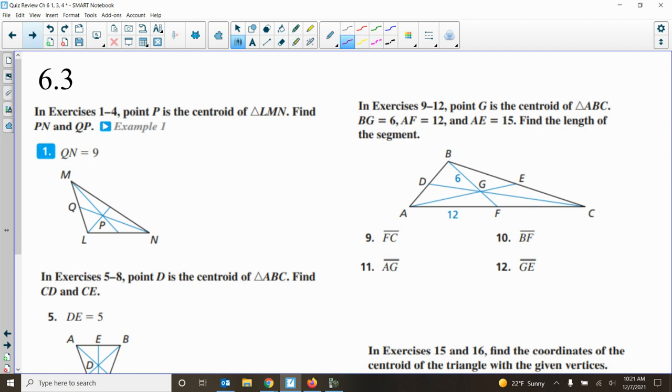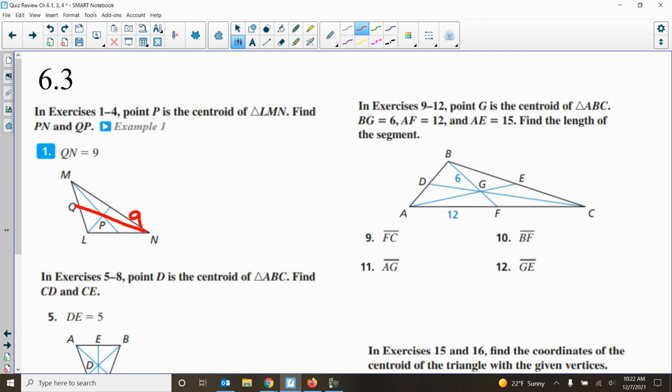If QN is 9, okay, the question is, what's PN? Well, remember, the relationship is a double half relationship. That means that PN is going to be 18, all right? And then that means that QP, it says find PN and QP. Well, it says QN is 9. Excuse me. Let me start over again. QN is 9. My apologies.